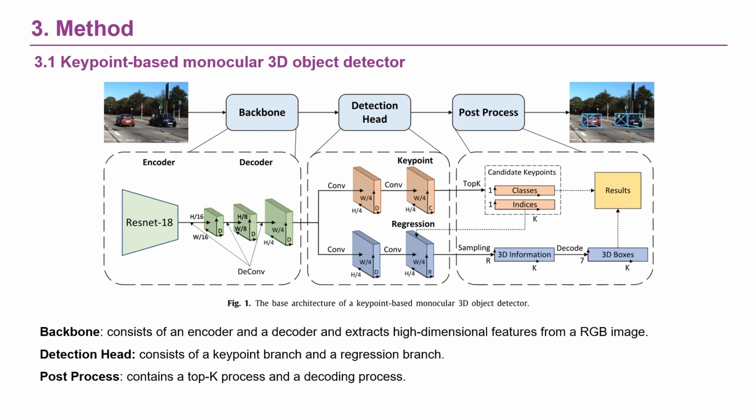The post-process contains a top K process and a decoding process. The top K operation is applied on the heat map to get a certain amount of candidate keypoints. The decoding process is applied to the 3D information sampled from the regression map via the pixel indices to obtain the final 3D bounding boxes.